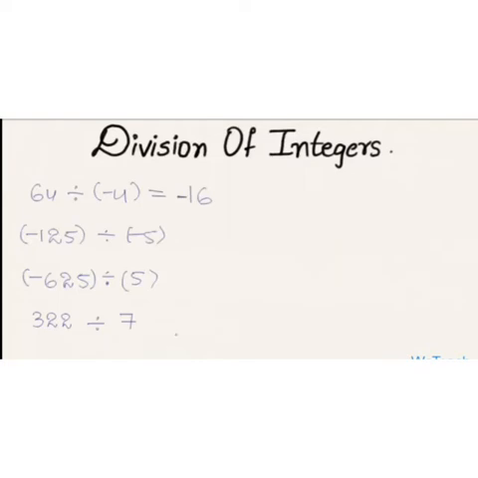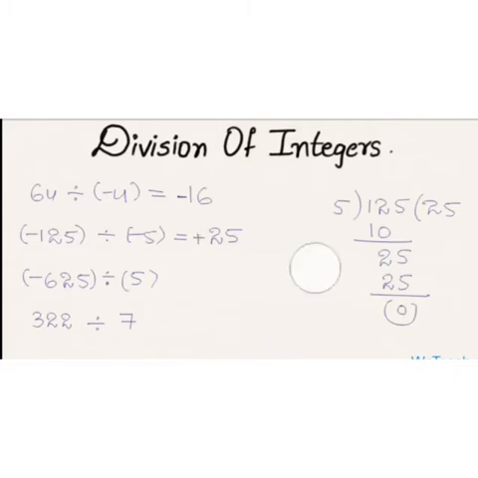Coming to the next example, that is minus 25 divided by 5, which can be written as 125 divided by 5. Here 5 2 times is 10, and 12 minus 10 is 2. Bringing down the next digit 5, we get 25, and again 5 5 times is 25. So 25 minus 25 is 0. We get the result as 25. Here the signs are same, so we get the result in positive. So we get 25.